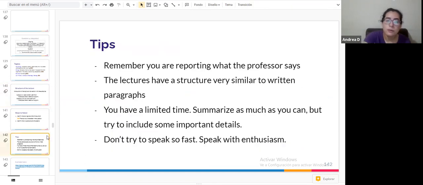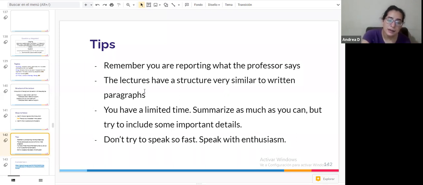Another thing, remember, in your response, you're just going to have to report the way we did for the previous ones. So you need to use reporting verbs in the simple present. So the professor states, according to the professor, he claims. You need to use them. You need to make sure that at least you have 2 or 3 of them in your response.